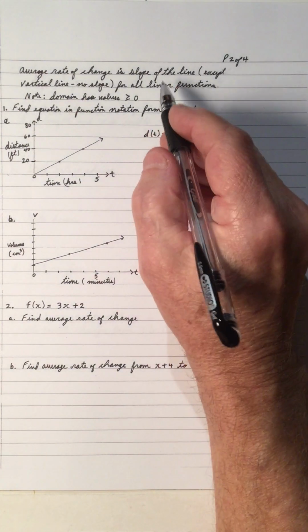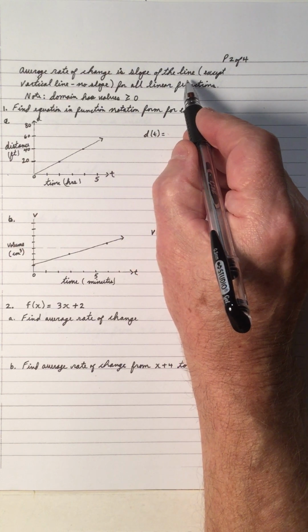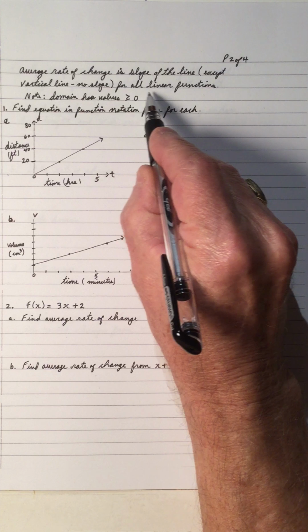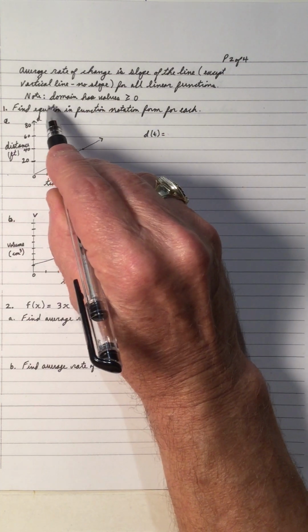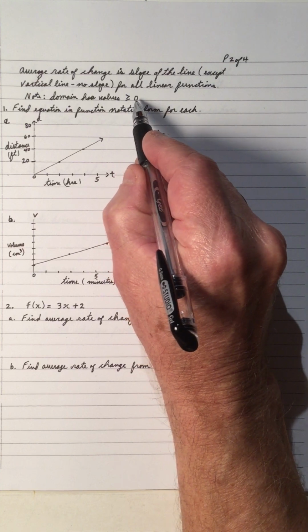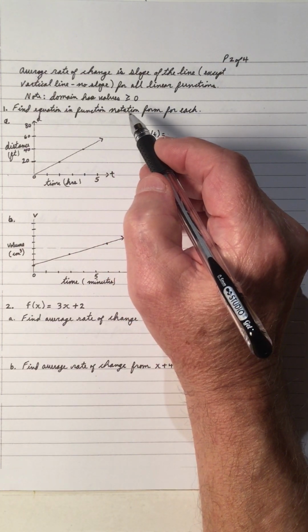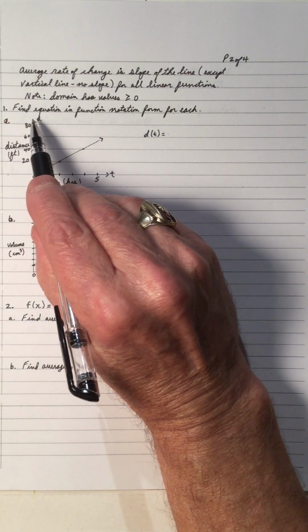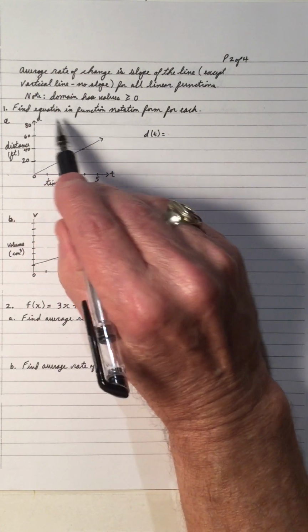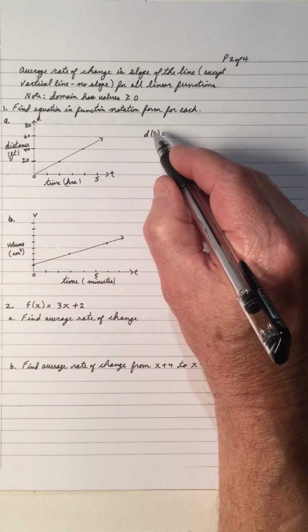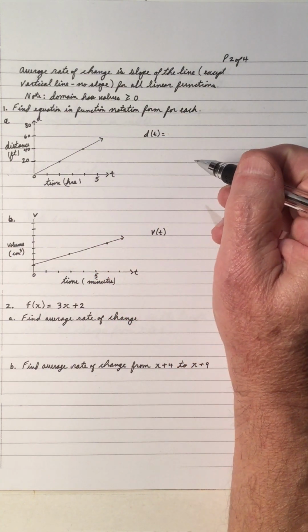The average rate of change is the slope of the line, except a vertical line which has no slope, for all linear functions. Note the domain has values greater than or equal to 0, because we're talking about real life problems. Find the equation of the function. Find the equation in function notation form for each. Function notation is the d of x, the v of x.